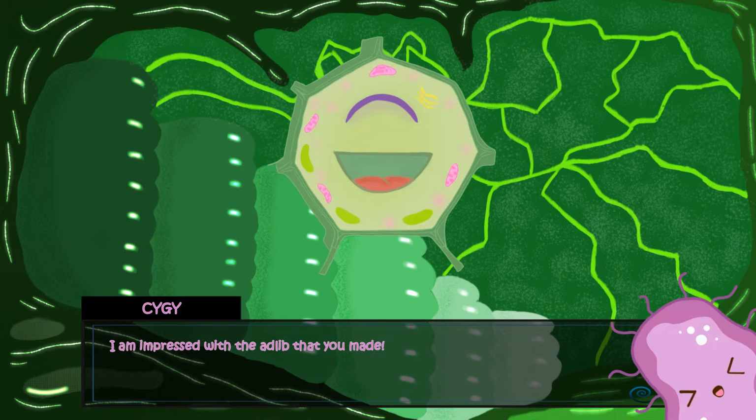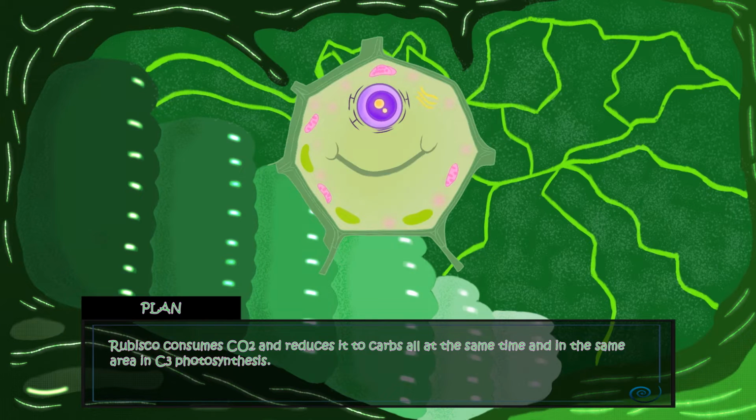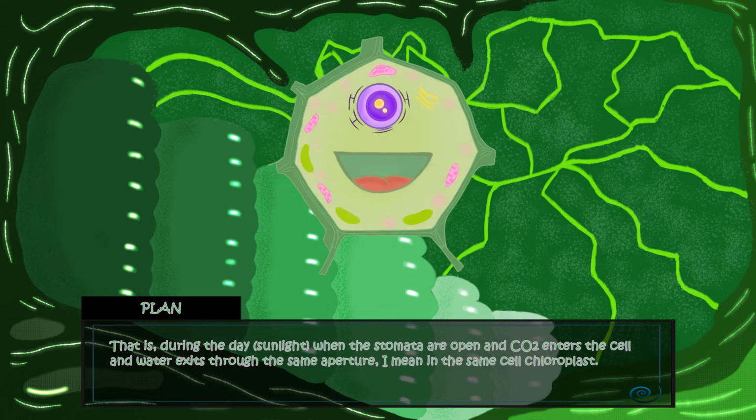Okay, the most common technique for plants to take in carbon dioxide and make carbohydrate is through C3 photosynthesis. Rubisco consumes CO2 and reduces it to carbs at the same time and in the same area in C3 photosynthesis. That is, during the day, when the stomata are open and CO2 enters the cell and water exits through the same aperture. I mean, in the same cell, chloroplast.